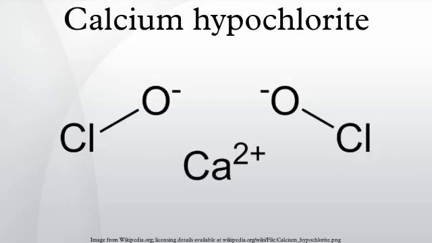Similarly, calcium hypochlorite reacts with hydrochloric acid to form calcium chloride, water and gaseous chlorine, Ca(OCl)2 + 4HCl → CaCl2 + 2H2O + 2Cl2. References. External links: Chemical Land.